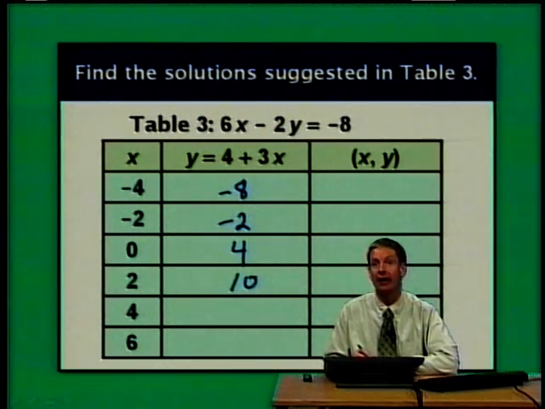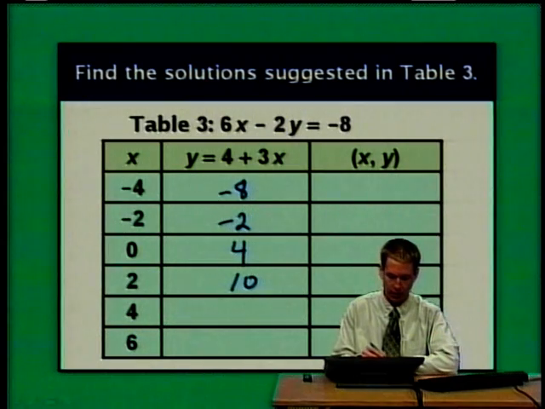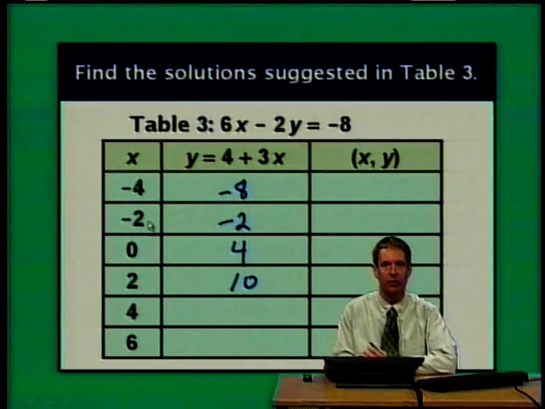Let's pause and look for a pattern. In the x column, every time we go from one row to the next, x is going up by 2. Negative 4 plus 2 is negative 2. Negative 2 plus 2 is 0. 0 plus 2 is 2. X is going up by 2's.